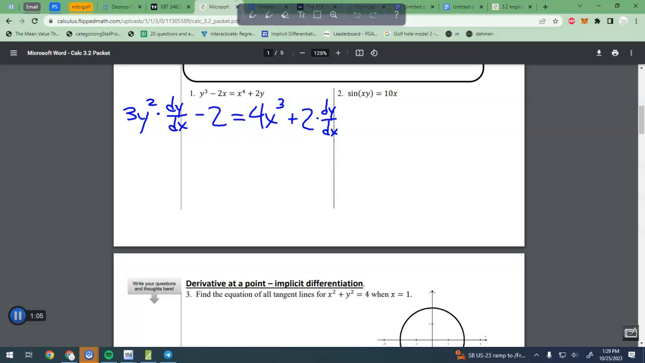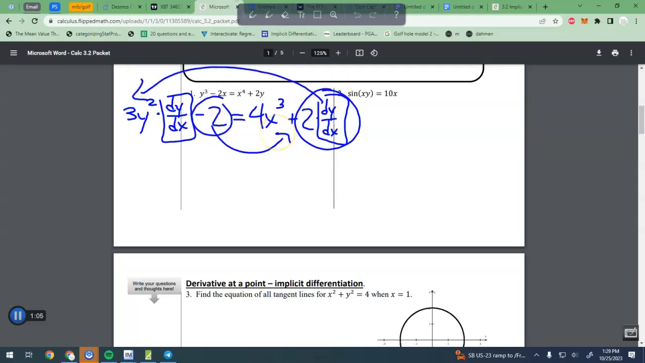So now it's just algebra. This is your variable, and you want that by itself. So collect all the things that have dy/dx on them on one side, and move all the things that don't to the other side. So this will be 3y squared times dy/dx. This will be negative when I move it over. And the negative 2 will be positive when I move it over.